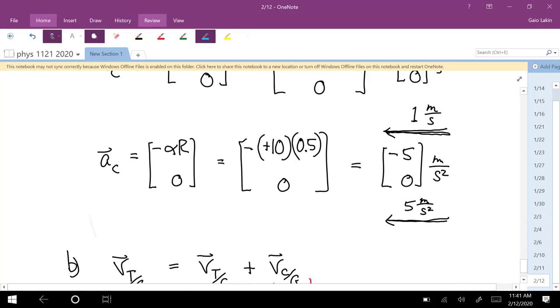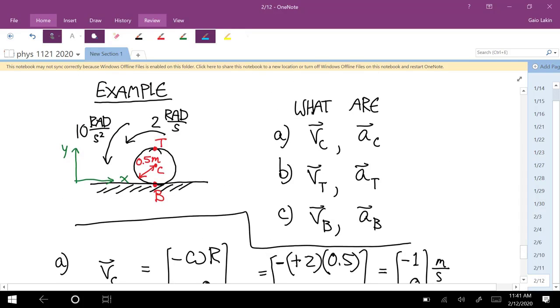Anyone have any idea, any thought on, so think about first the velocity of the top. Anyone have any idea what the velocity of the top of a wheel is doing compared to what the center is doing? It's moving at 2 times, so the speed of this is twice this. Okay, that's what we're going to see.